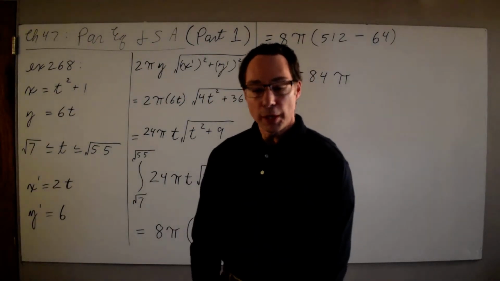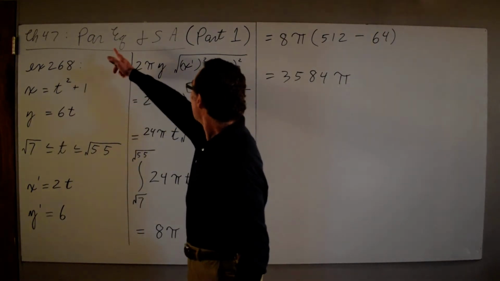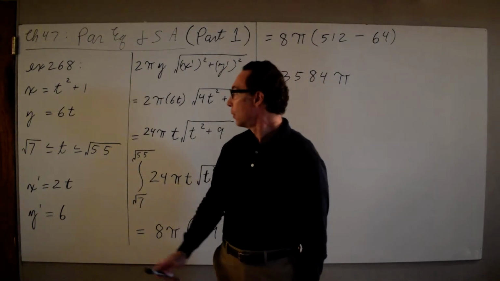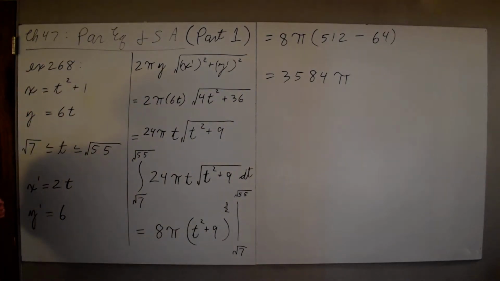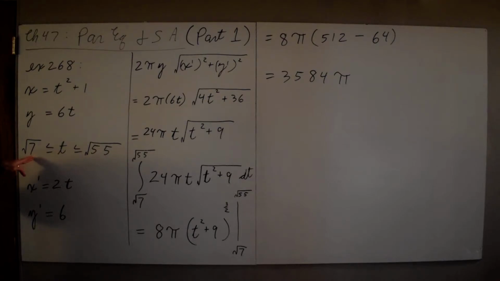This is the first video on chapter 47, parametric equations and surface area. And so in this video we're going to look at example 268. The parametric equations that were given, x equals t squared plus 1 and y is 6t. And we're going to look at the curve from t equals square root of 7 to square root of 55.